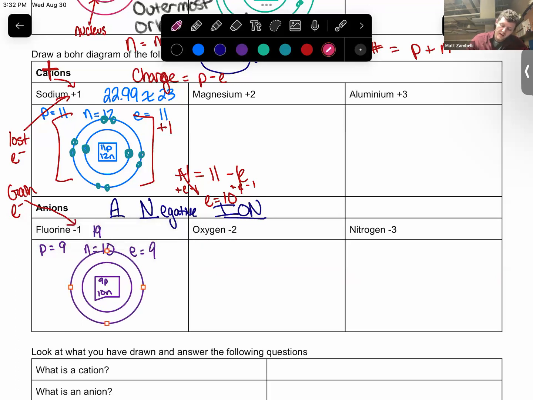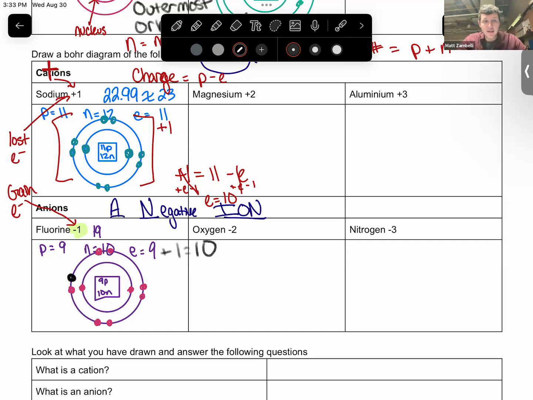And originally, fluorine has 1, 2, 3, 4. Sorry, I forgot the first 2. Silly me. So 1, 2 in the first ring. Then we go to our second ring. We get 1, 2, 3, 4, 5, 6, 7. But because it's got that negative 1 charge, that means we need 1 more electron. So we have to add 1 to give us 10, which means we have to put another electron on there.